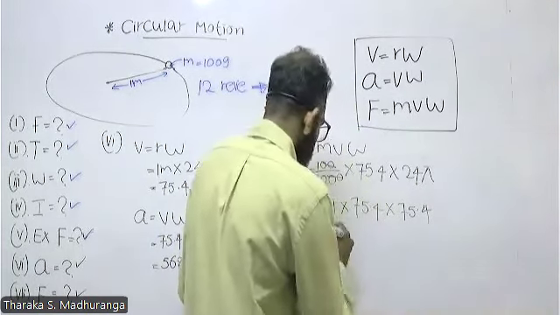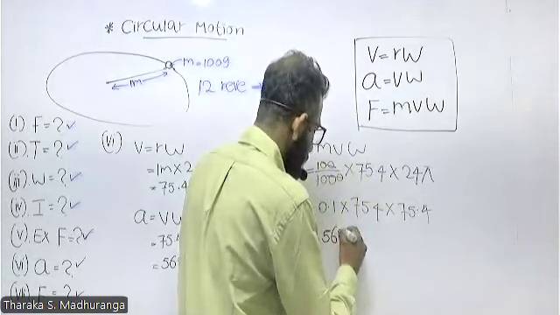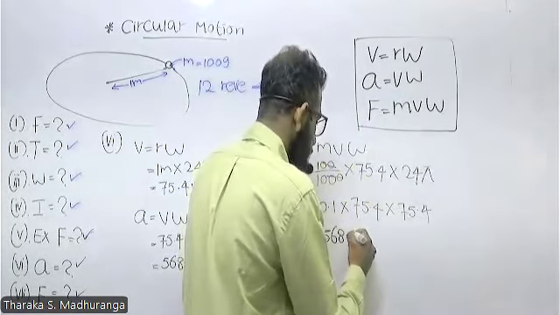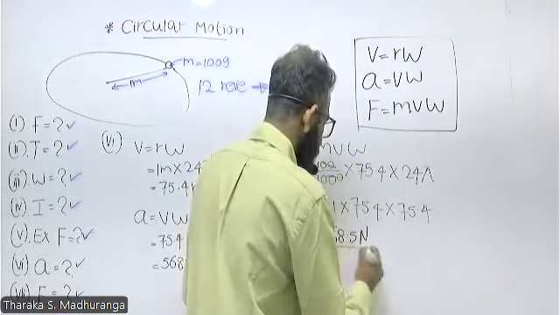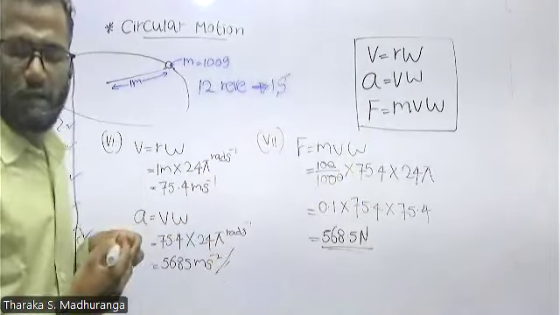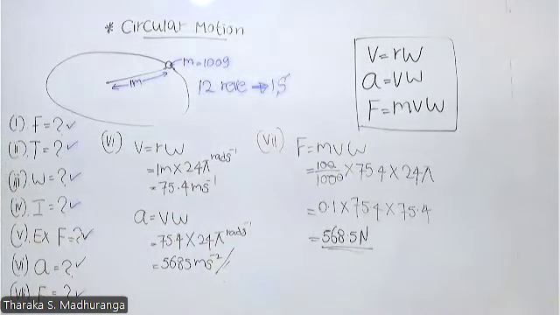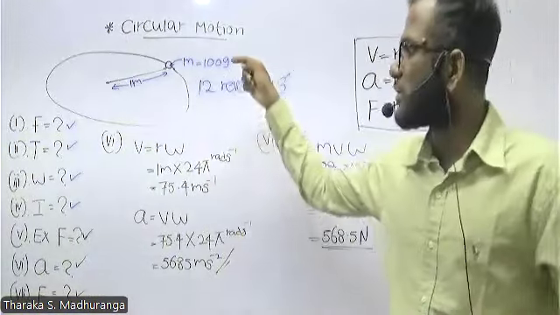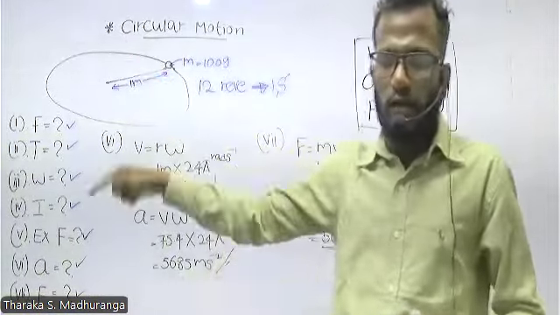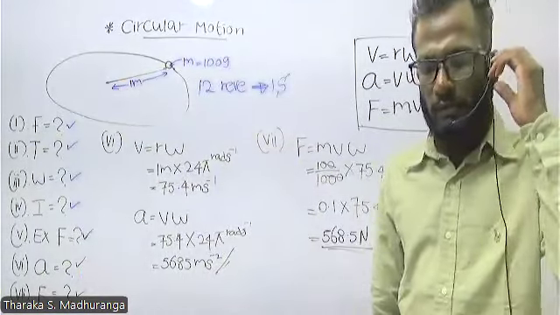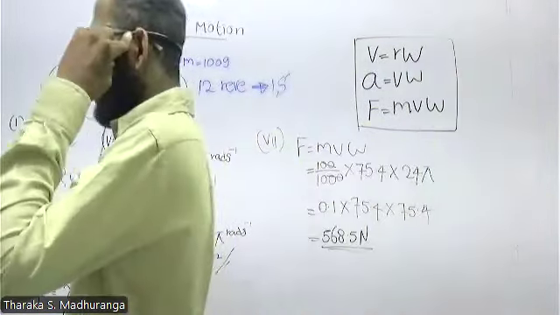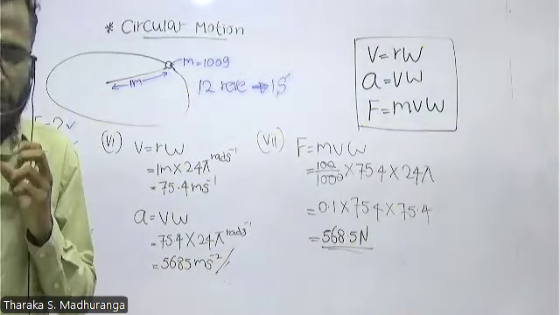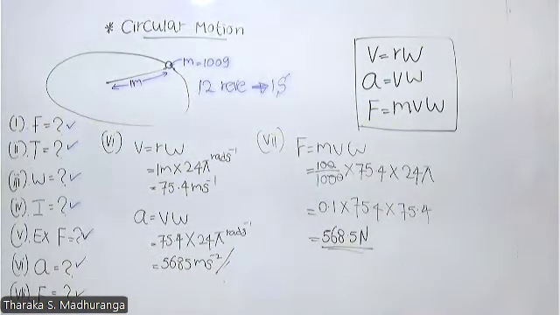568. 568.5 Newton is effect into the centripetal direction. This much of huge force works in this direction, towards the center. Clear? That's our today lesson.